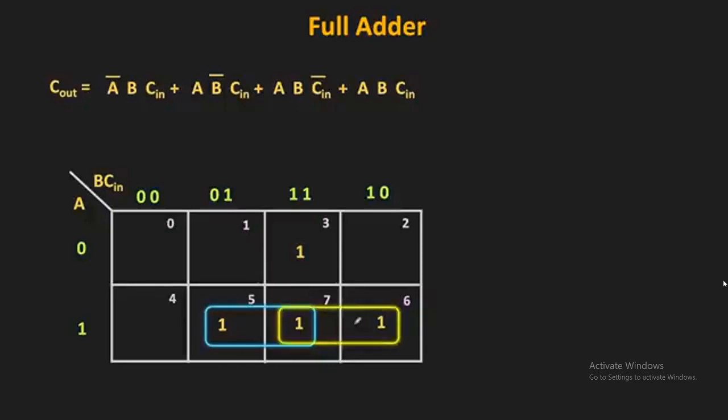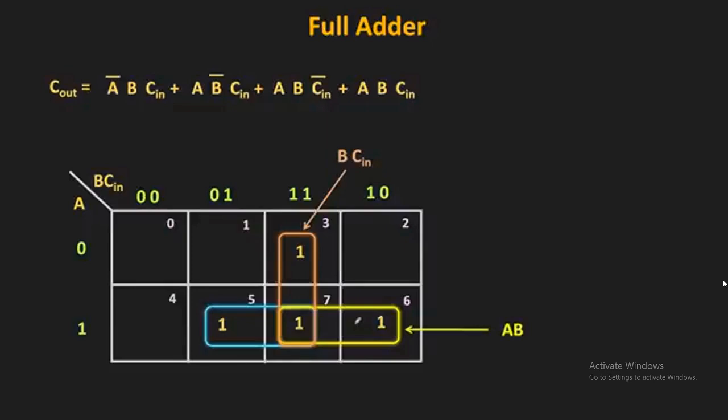Here we can make the group of this M5 and M7, and also we can group M6 and M7. Likewise, we also group M3 and M7.